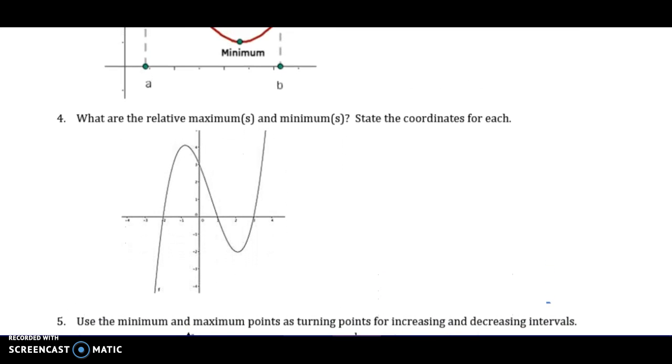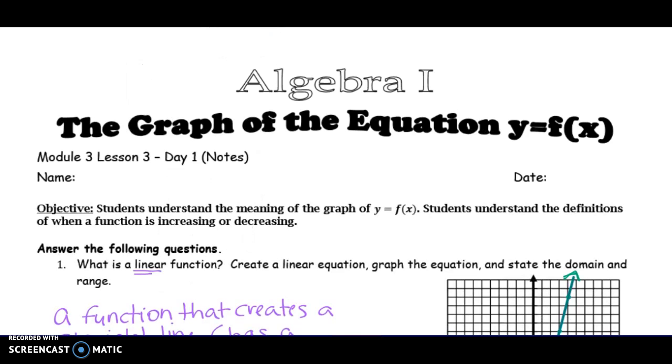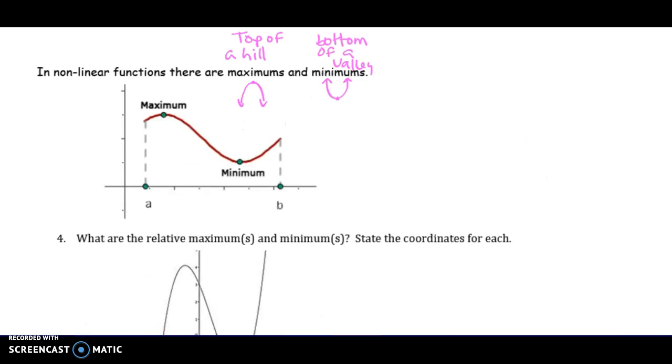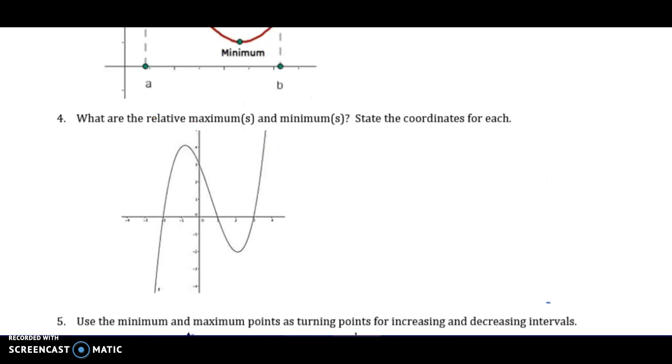We're going to be using them to help describe where the function is increasing and decreasing. And if you recall, that was our goal, is to be able to describe where the function is increasing and decreasing. So starting with number 4, we are just being asked to determine and state the coordinates for any maximums and minimums. Your paper should still show the grid fairly well.